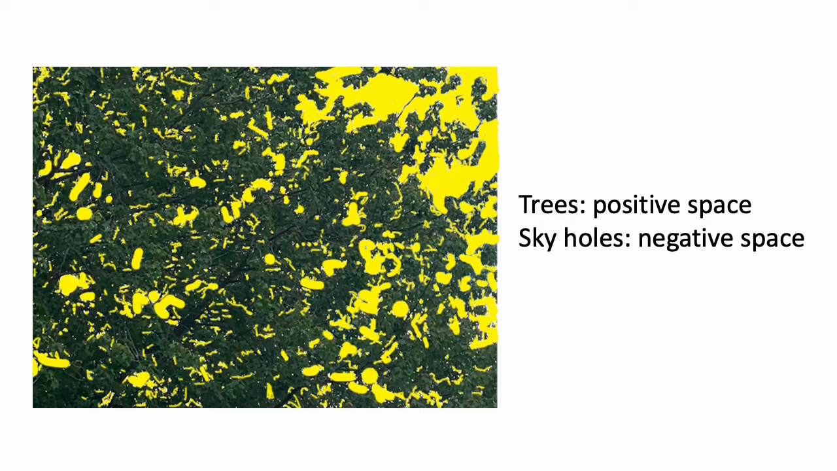This picture shows yellow sky holes in an oak tree. Not only do we see sky holes, but we also see the dark green tree. They're reciprocal. That is, the tree is the positive space and the sky holes are the negative spaces.